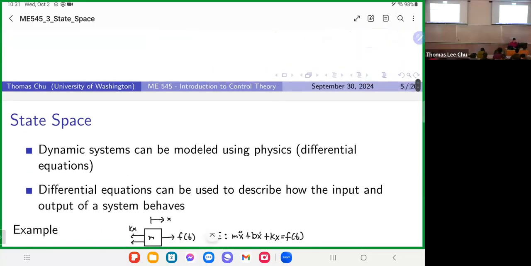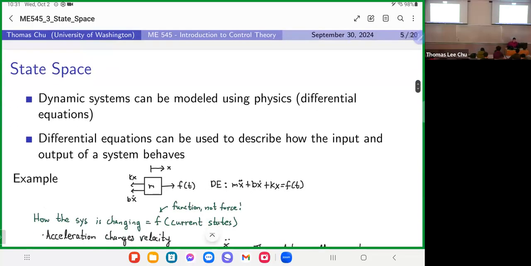Today, we're on chapter 3 now. We're going to talk about state space. This is going to tie in with why we care about eigenvalues in our system. When we formulate our state space, we can then find our eigenvalues. And we're going to be talking about that.